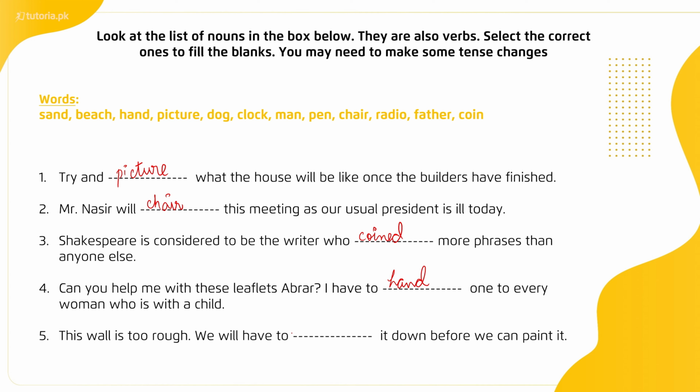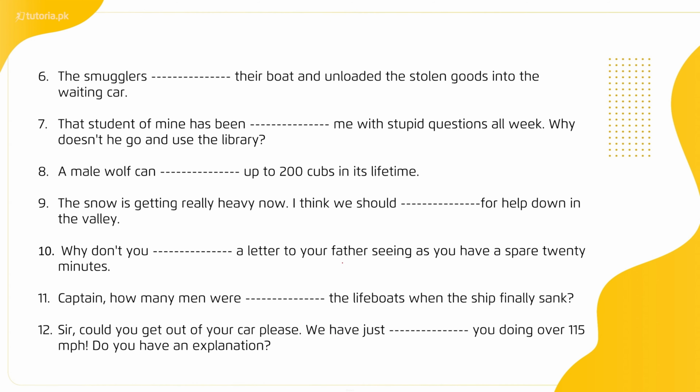Fifth is, this wall is too rough. We will have to dash it down before we can paint it. So we have to sand it down. Sand का मतलब होता है to rub with a sandpaper.